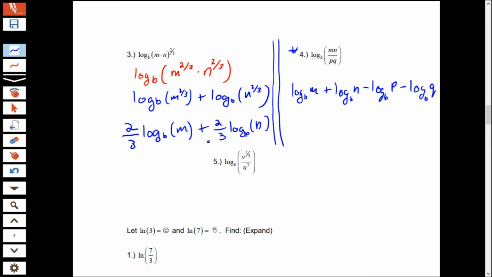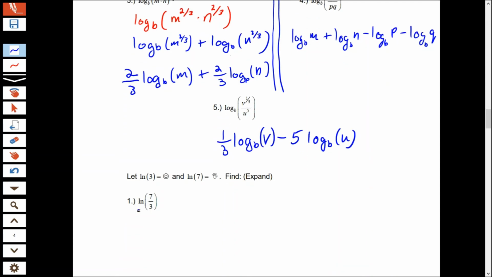Okay, taking a look at number 5. Again, numerator is going to be a positive log. The 1/3 is going to come out front. The denominator u to the 5th is going to be a negative log, and the 5 is going to come out in front. So I would write this as 1/3 log base b of v minus 5 log base b of u. Okay, so hopefully you get the idea with that.